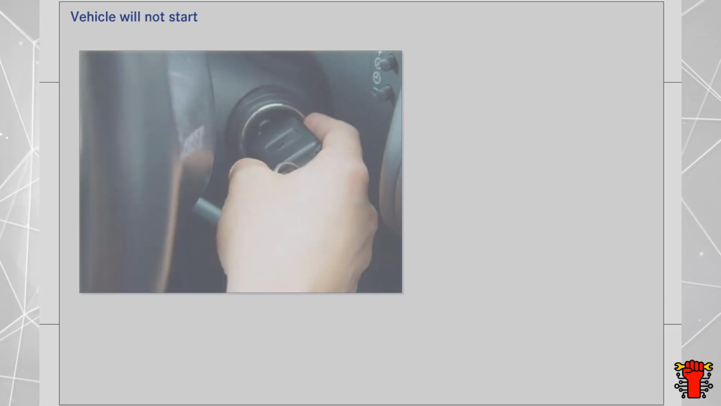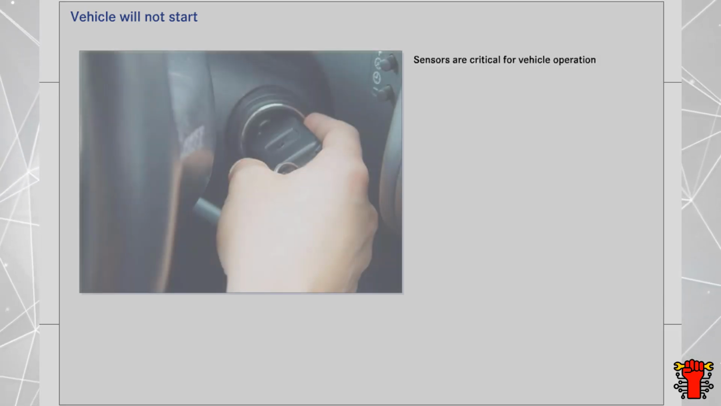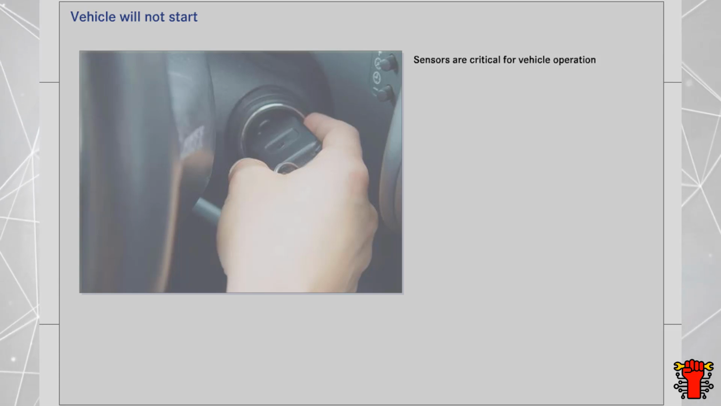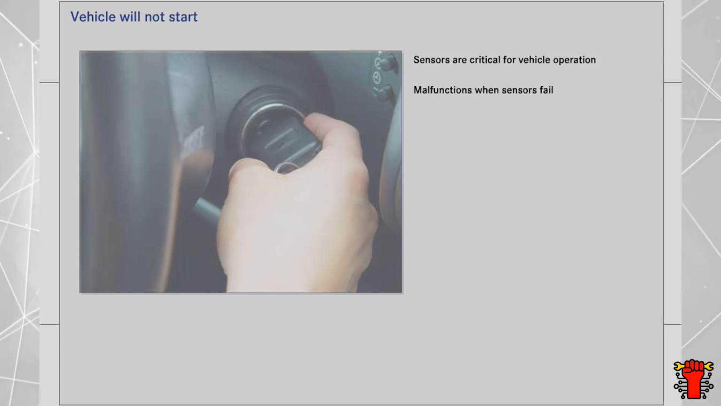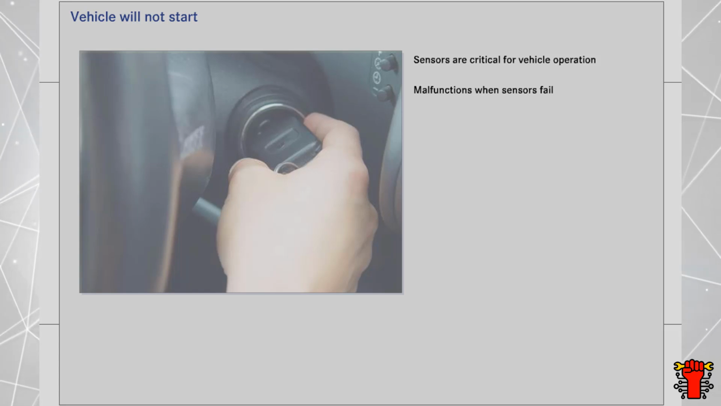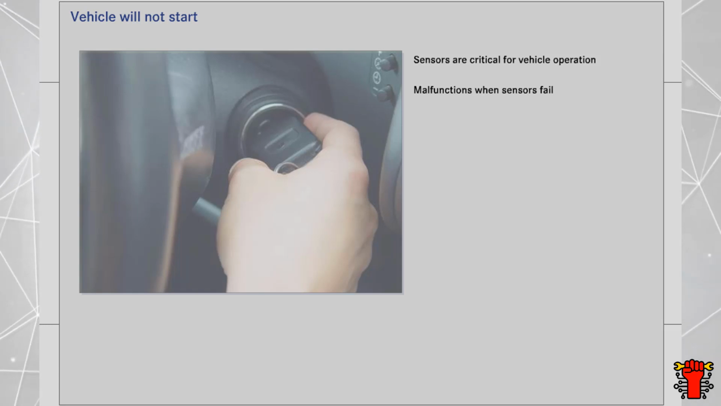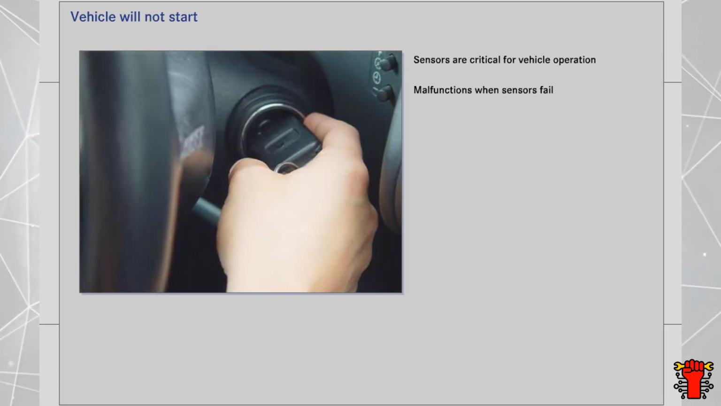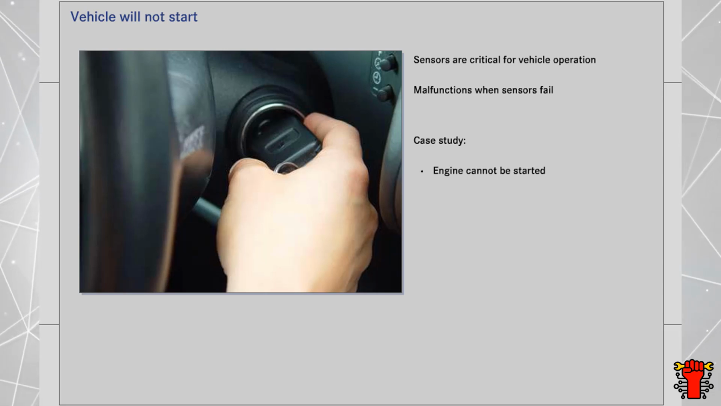In part 1 of this series of programs, you learned that sensors play a crucial role in the operation of a vehicle. Thus, if a sensor should fail, this could cause serious system malfunctions. Here's a case study to demonstrate this point. A passenger car that has been parked outside overnight in the cold will not start.